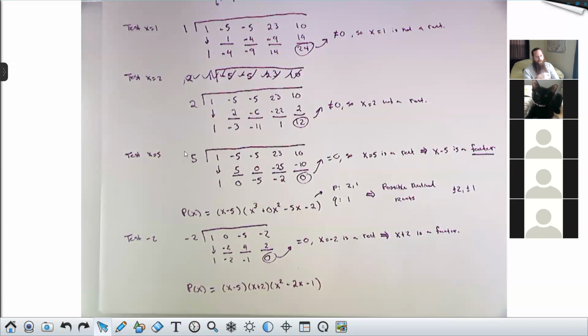X squared minus 2x minus 1. Well, if I want to factor that using my normal AC method, a times c here is -1, b here is -2. So I'm trying to come up with two numbers that multiply to -1, but add up to -2. Well, the only two integers that multiply to -1 are 1 times -1, right? That's the only way. None of those add up to -2, right? So this quadratic doesn't factor nicely.